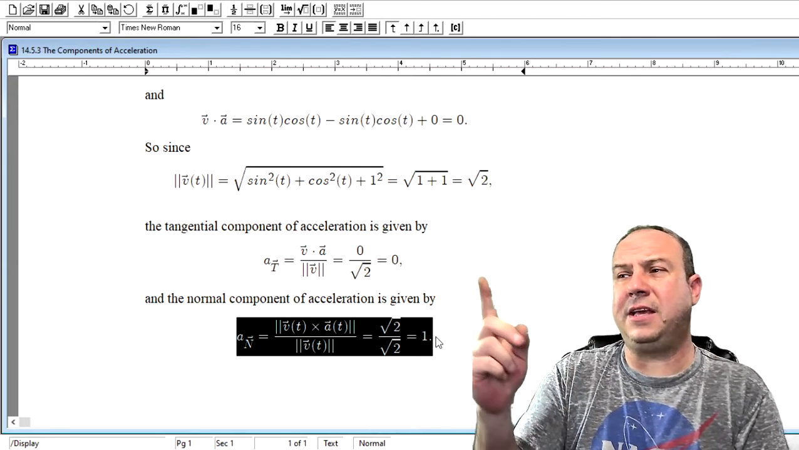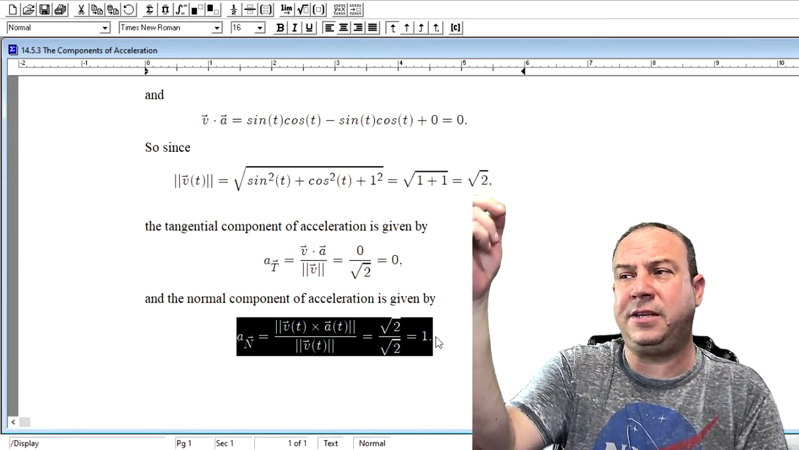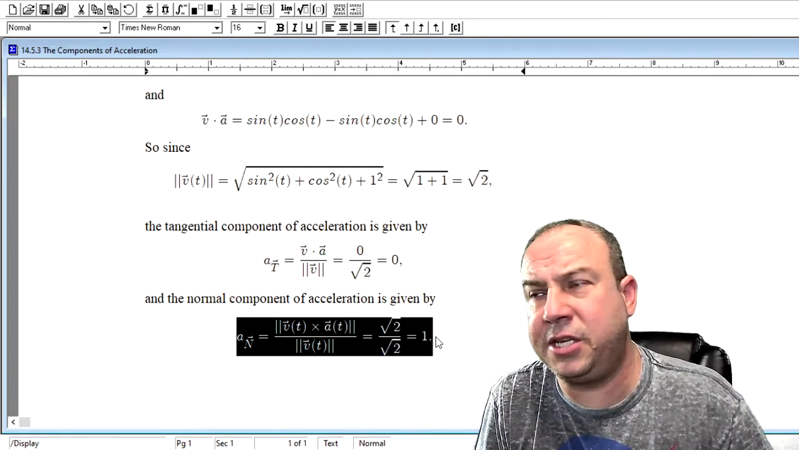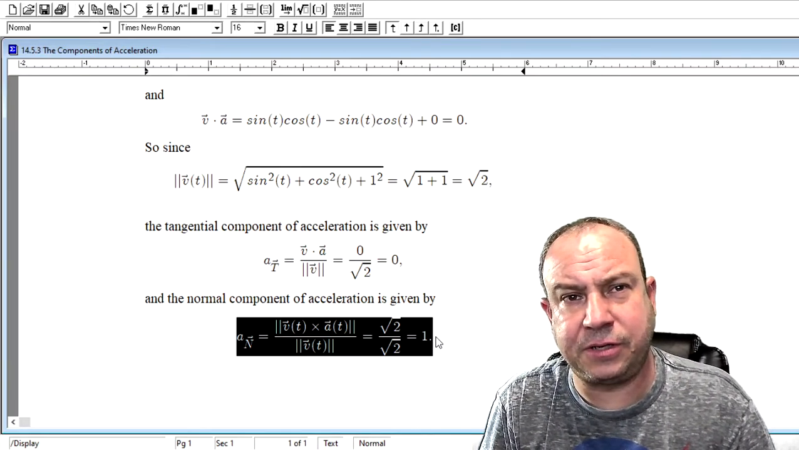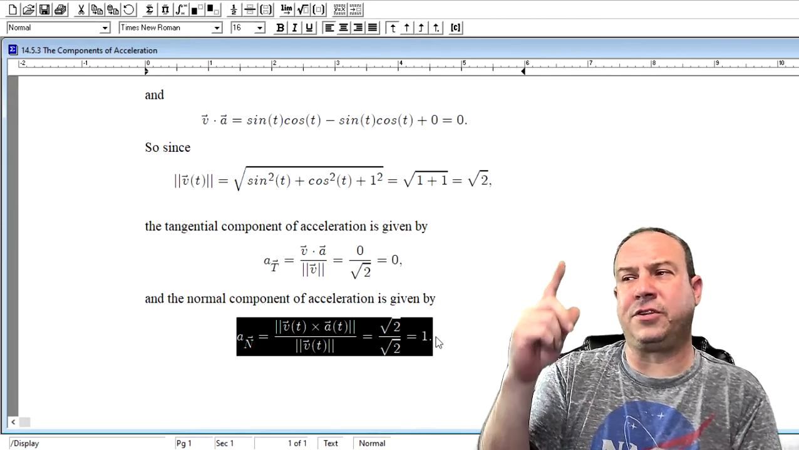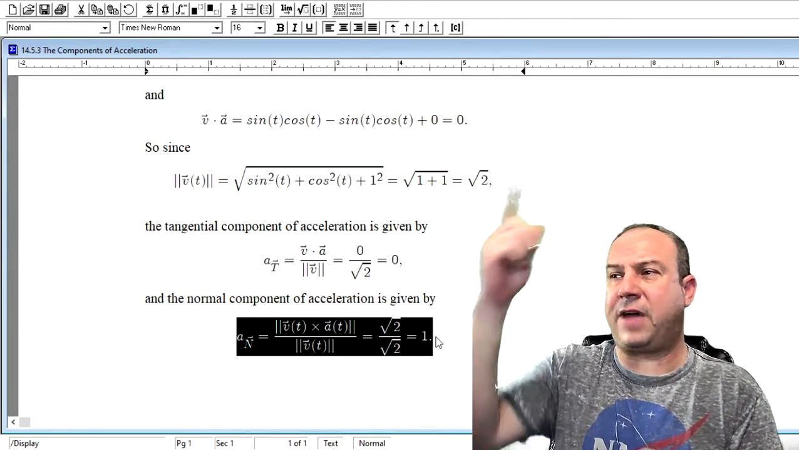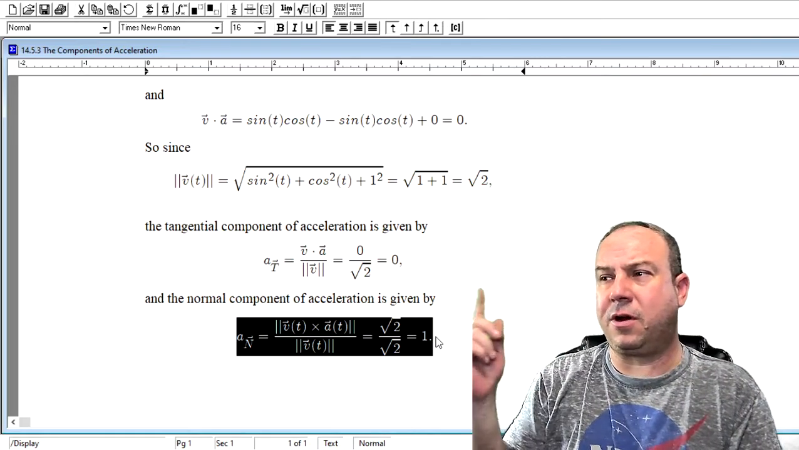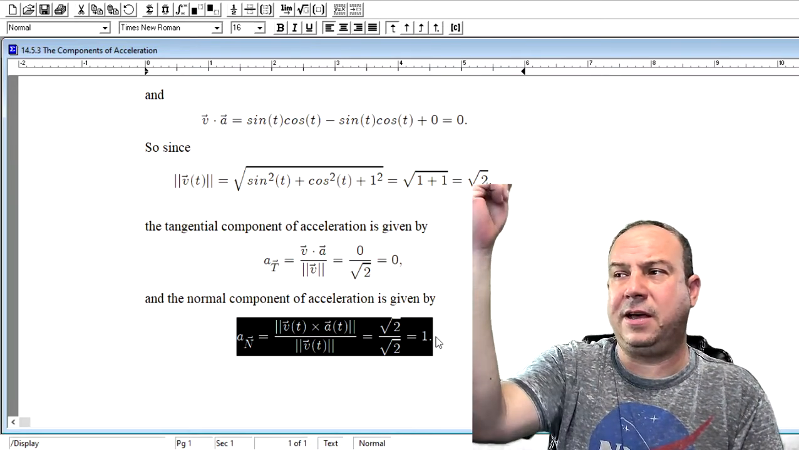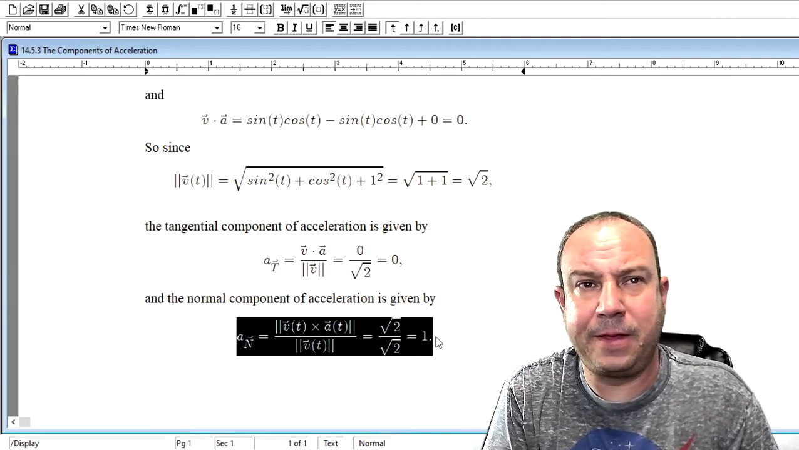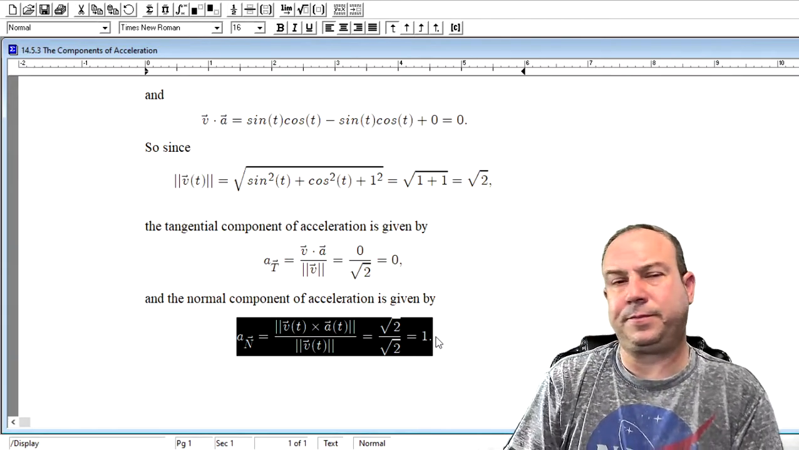As we go up that helix, it doesn't change its speed. All of the velocity change is due to a change in direction. Right? That curvature around the z-axis. We're not going faster as we go up it. We're curving around it at the same rate in terms of speed, right? In terms of forward motion.